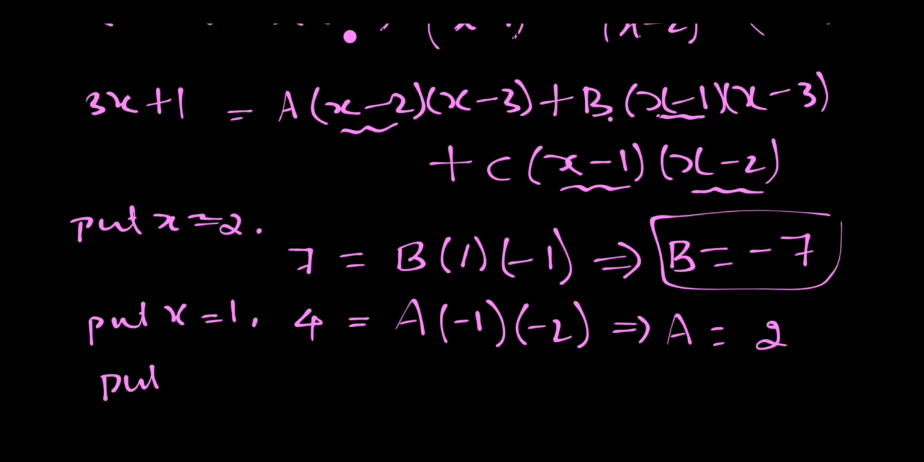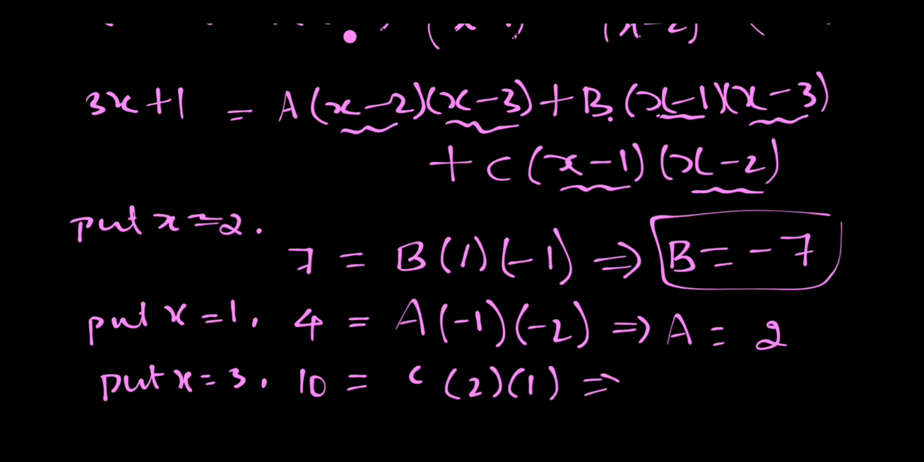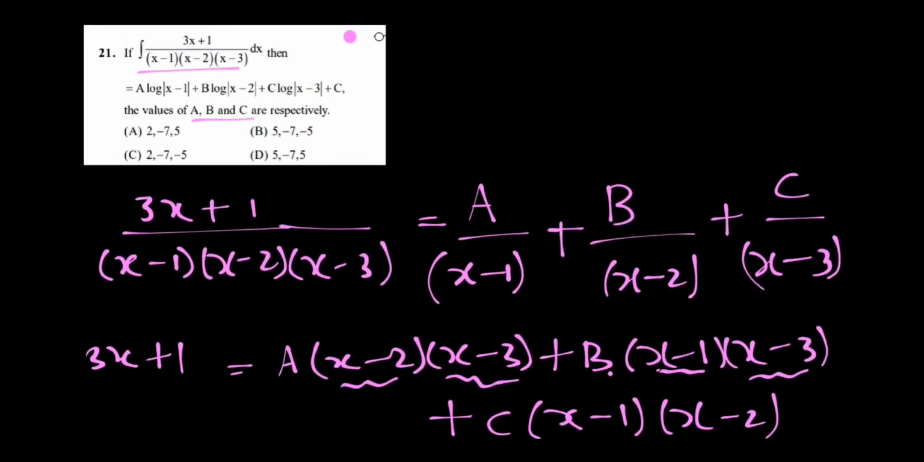Next, put x is equal to 3. If you substitute 3, on the left side you will get 10, and the A value is 0 and the B value is also 0. Next, you will get C into 2 into 1, so C is equal to 5. So A is equal to 2, B is equal to -7, C is equal to 5. Option A is the correct answer.